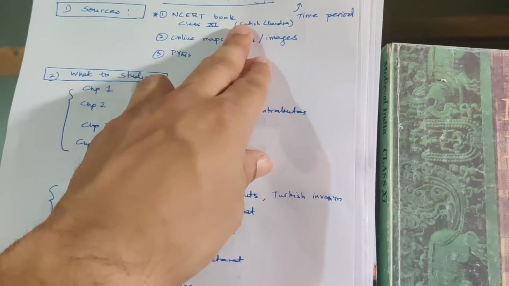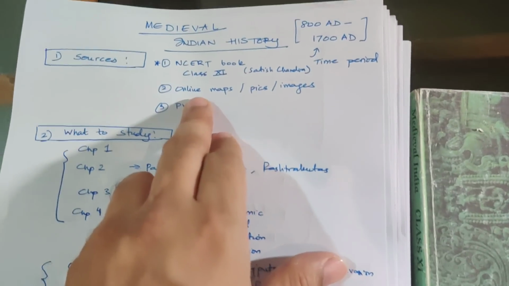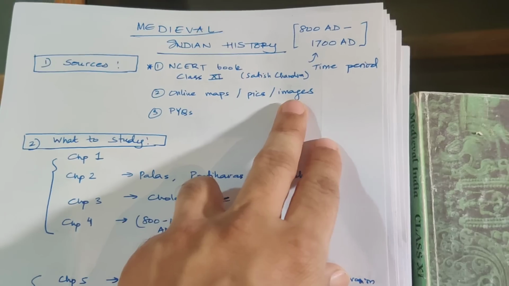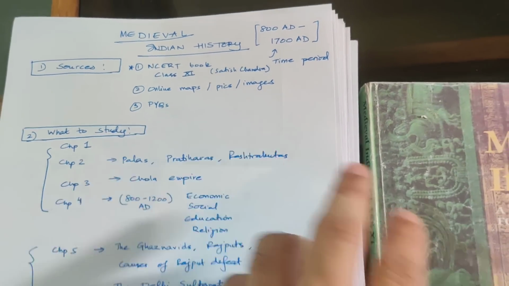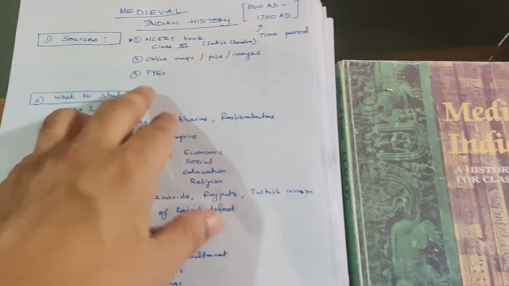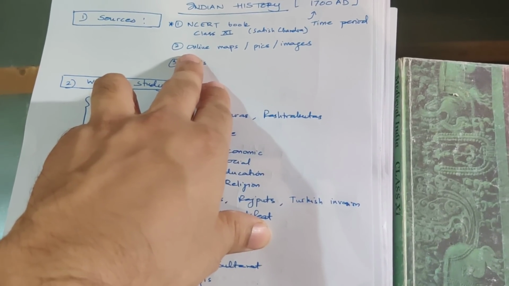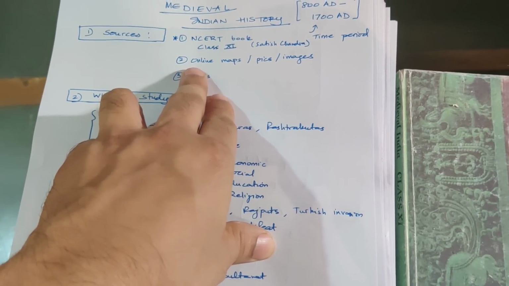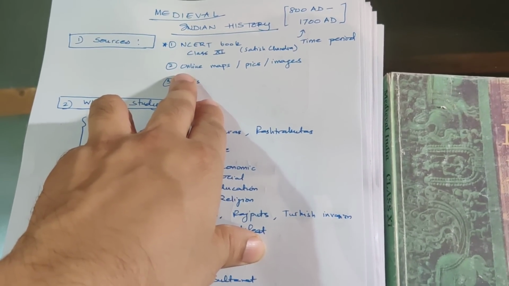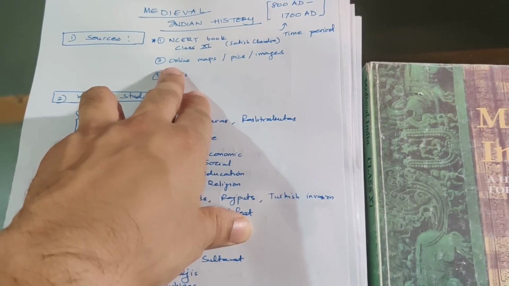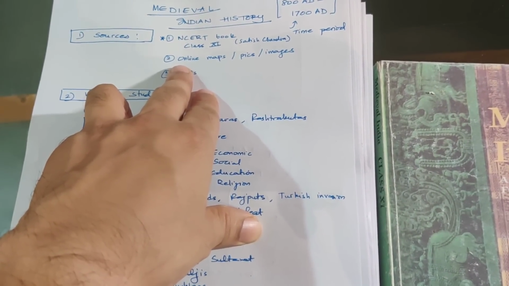Second thing is, apart from this book, I would say that you should also refer to online maps or pics or images of medieval Indian history, so that you can create visualization in your mind in order to remember and recall a lot of the facts and information that you will learn in this particular period of history.